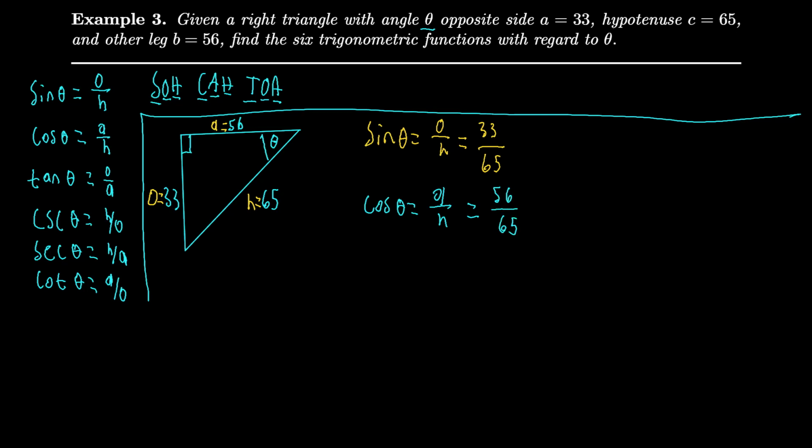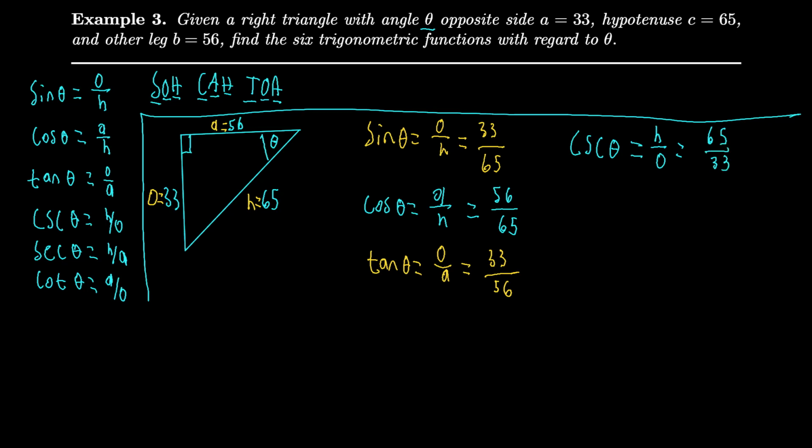Let's do tangent. Tangent of theta is always opposite over adjacent. Well, opposite was 33. Adjacent was 56. Now, with sine goes cosecant. Cosecant is just sine's reciprocal. So cosecant is just hypotenuse over opposite. So it's 65 over 33.